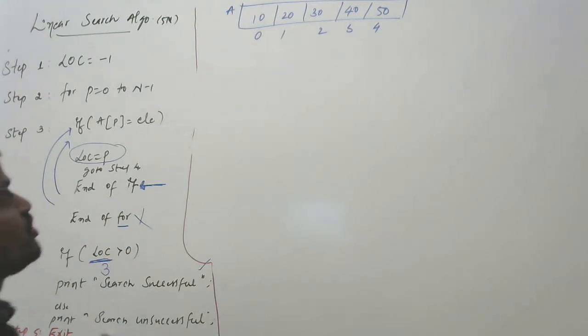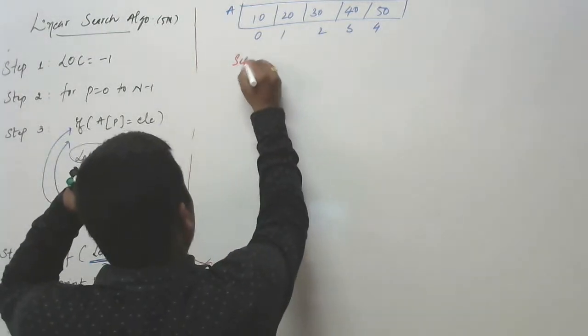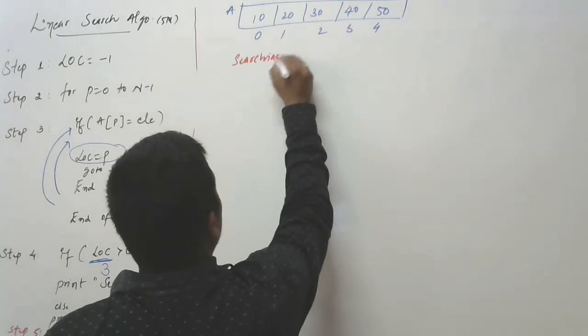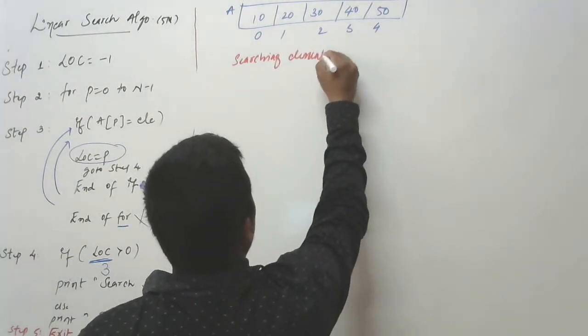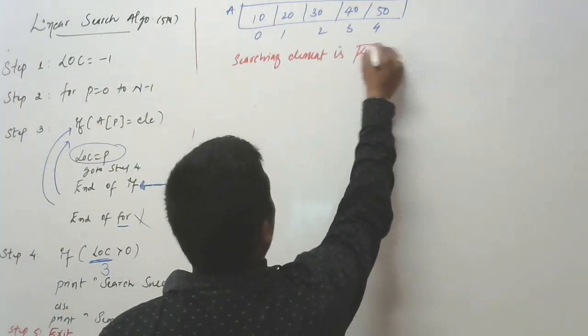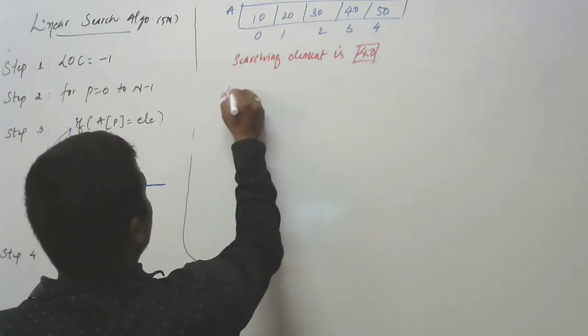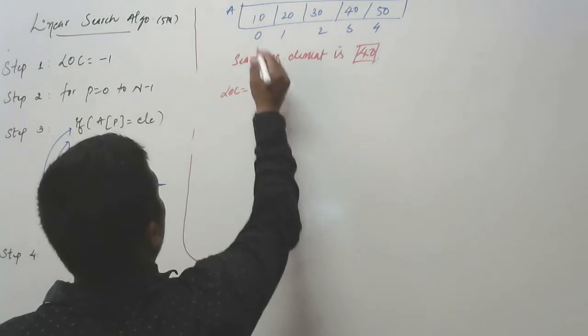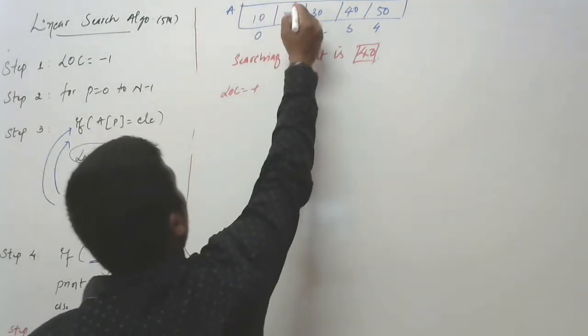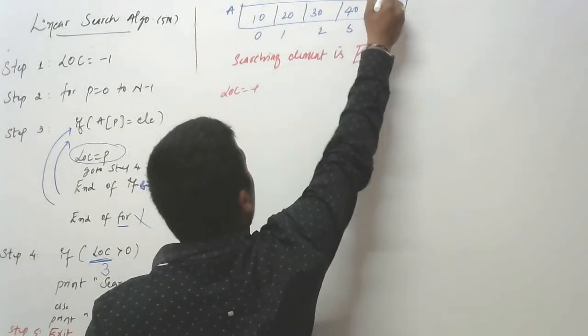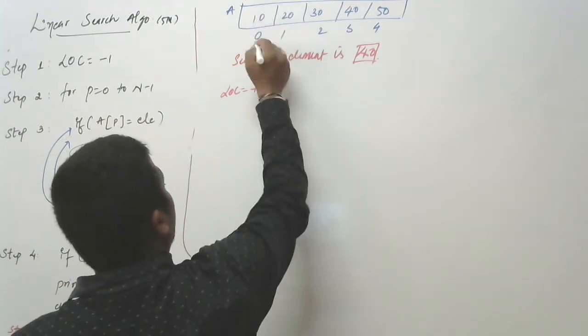Okay, searching element is 40. I am searching element as 40. So location equals to -1. So -1, this 1, 2, 3, 4, 5. Minus 1 and this one, that becomes 0.